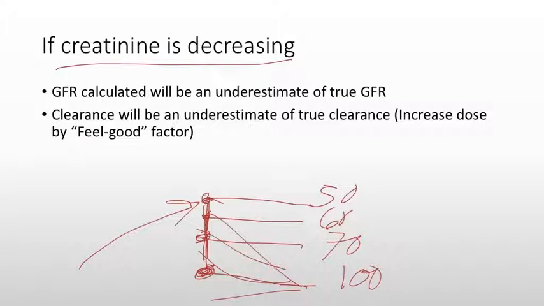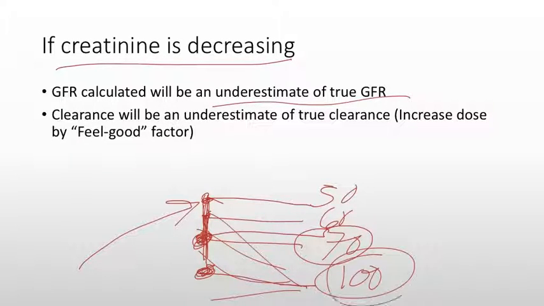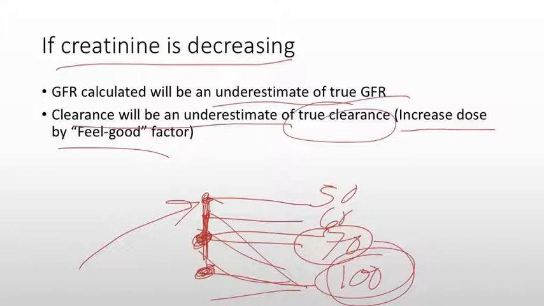So if the creatinine is decreasing, my calculation of the GFR is going to be an underestimate of the true GFR. My clearance will be an underestimate of the true clearance, and so I need to increase my dose by whatever makes me feel good, because there is no magical equation for this.